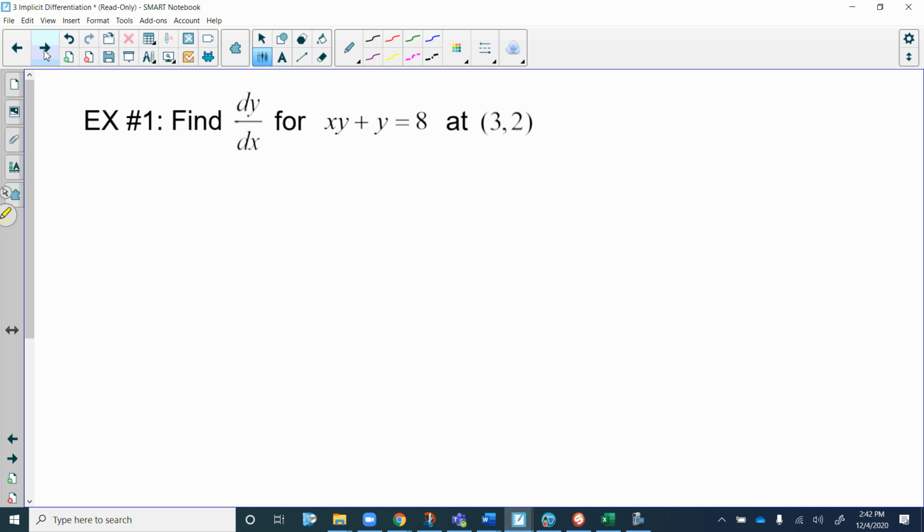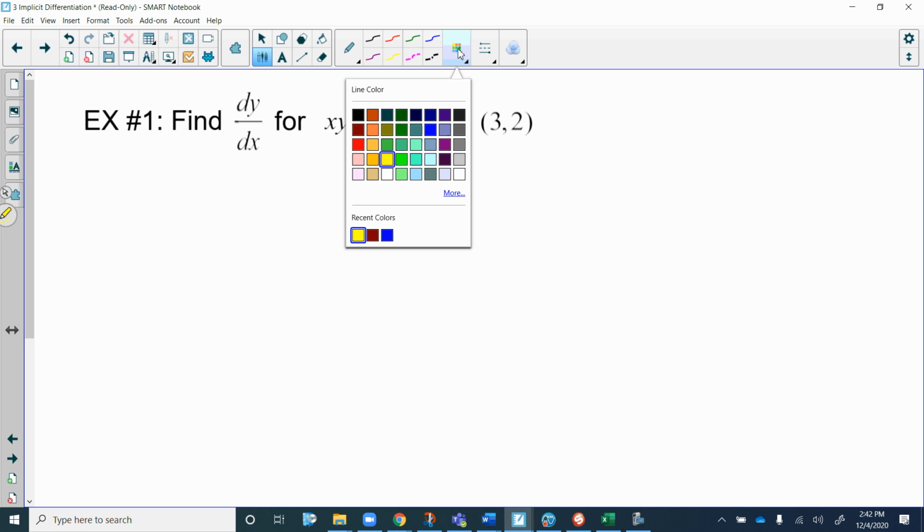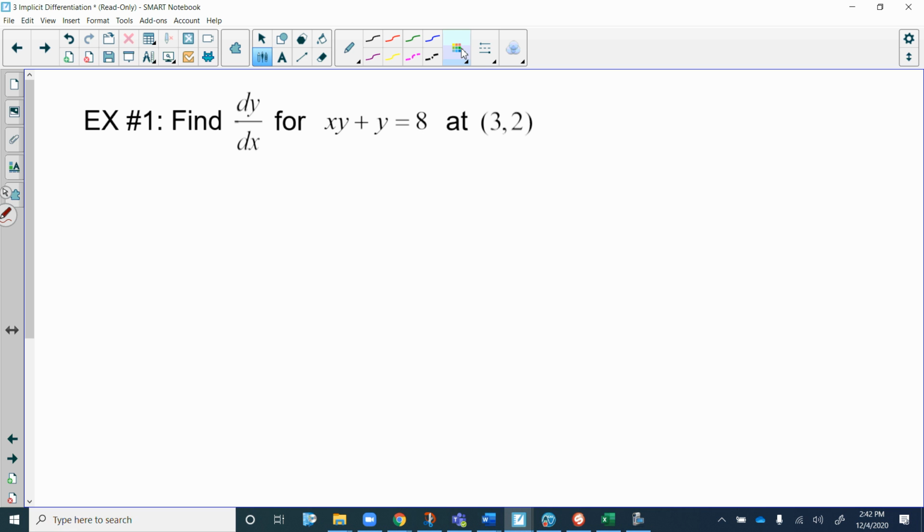And that's kind of what we're doing here. We have this equation, x times y plus y is equal to 8, and it's asking us to evaluate it at the point 3, 2. Now, looking at the equation itself, we should be able to recognize that this guy right here, because it's the product of x and y, I'm going to have to use the product rule when I take the derivative of that.